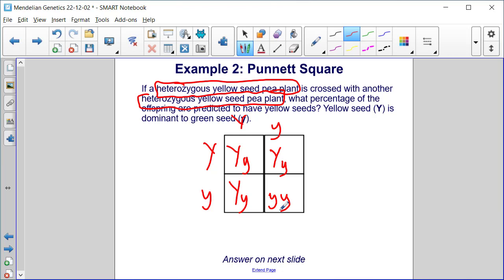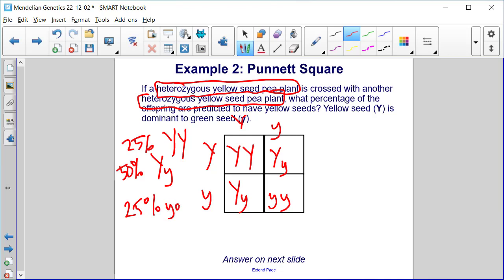Okay, so I made a mistake. Anybody catch it? So we have 25% homozygous dominant. That will be yellow, right? We have 50% heterozygous dominant. That will also be yellow. And 25% homozygous recessive, and that will be green. So we would expect 75% of the plants to be yellow and 25% of the plants to be green or have green seeds. This is the seeds.